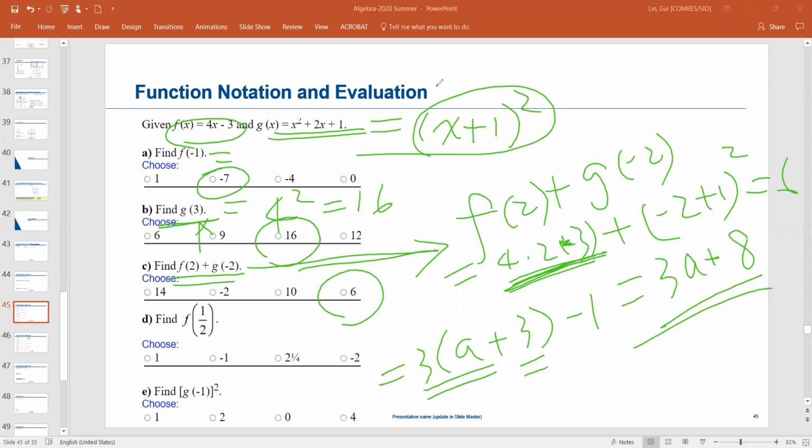So this part the same, 4 times half minus 3 equal -1, right? -1. What about this part? So -1, g(-1) and then squared. So you need to do this inside calculate first. g(-1) here is 0 actually, right? So equal 0. The answer is 0.